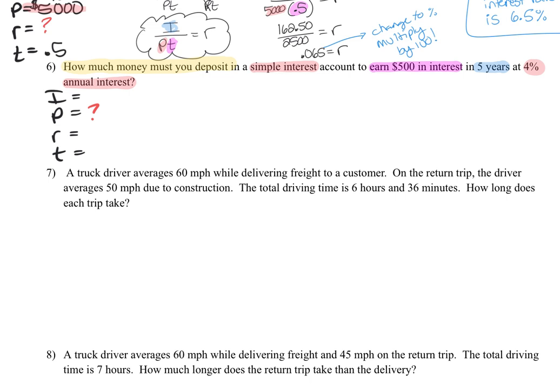I do know that we're working with simple interest. That's why we're using our variables in our formula here in a moment. We're going to earn $500 in interest. That's my capital I, $500. Okay? Next, they said in 5 years. Well, that's my time, and I don't have to change it because it's already in years for me. And my R, I saw it here, 4%.